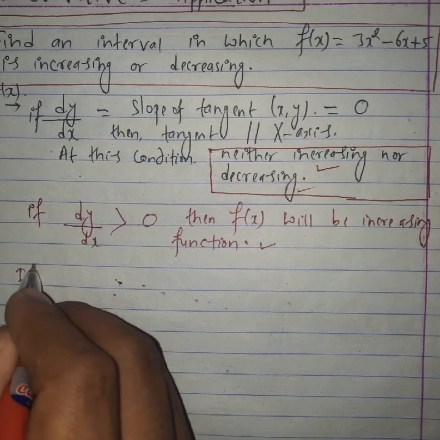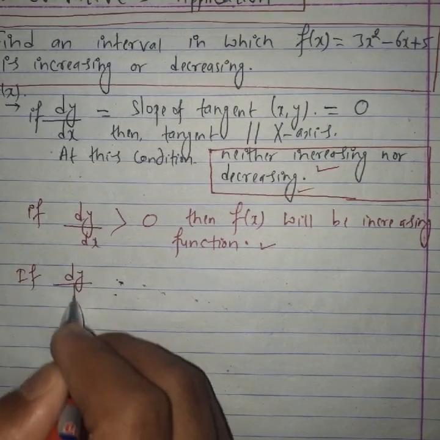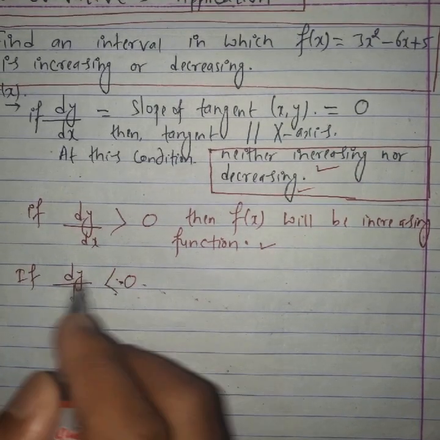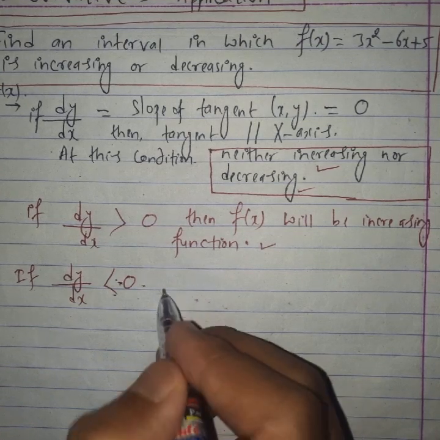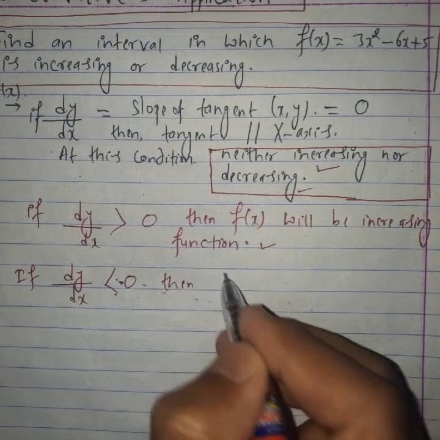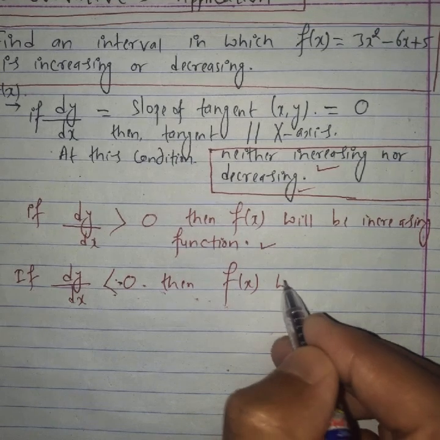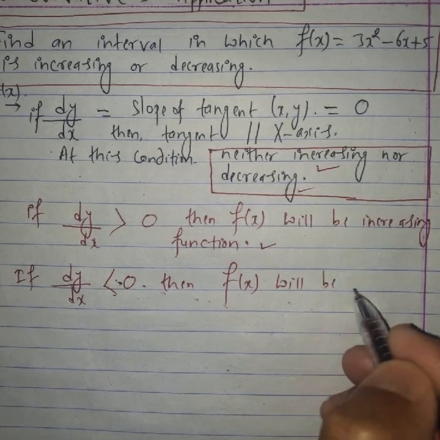And if dy over dx is negative, then the function f of x will be a decreasing function.